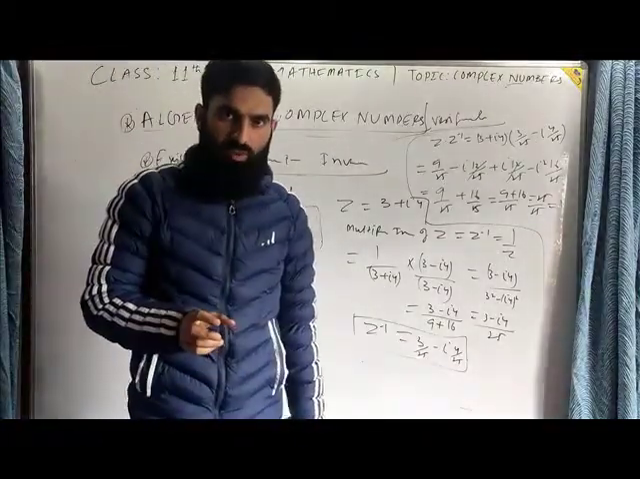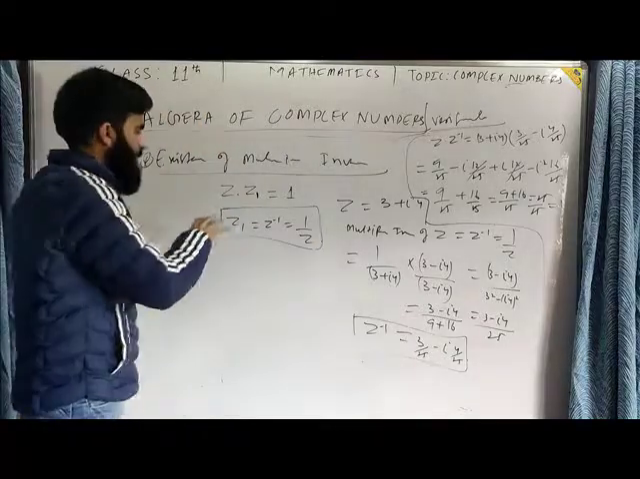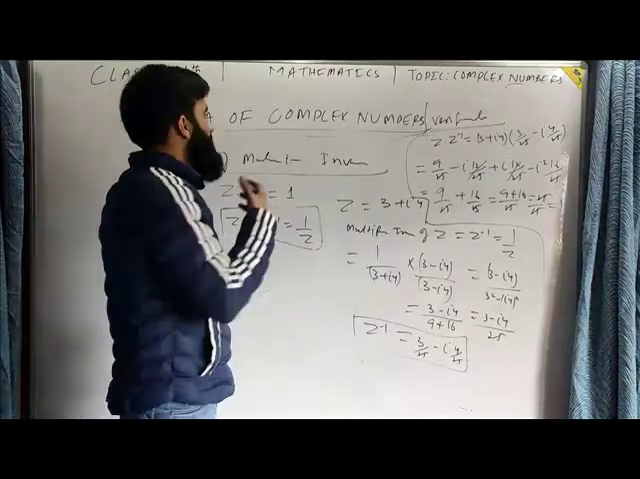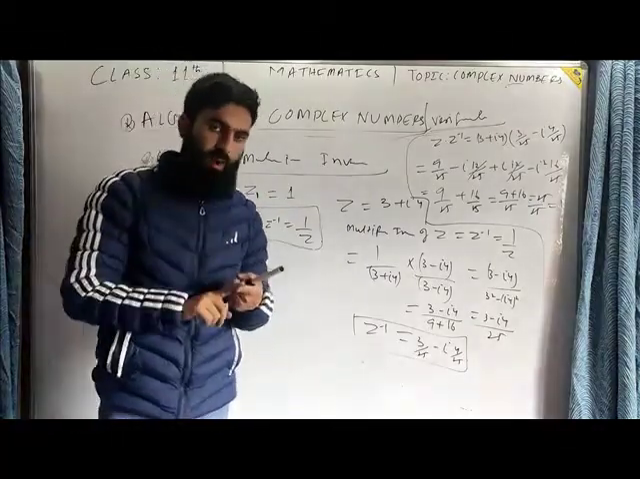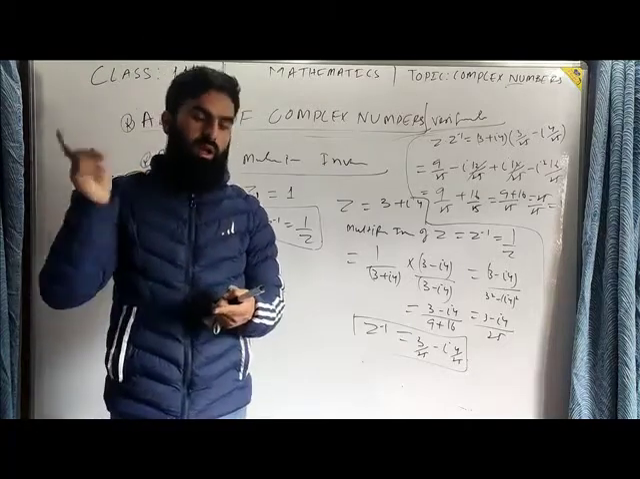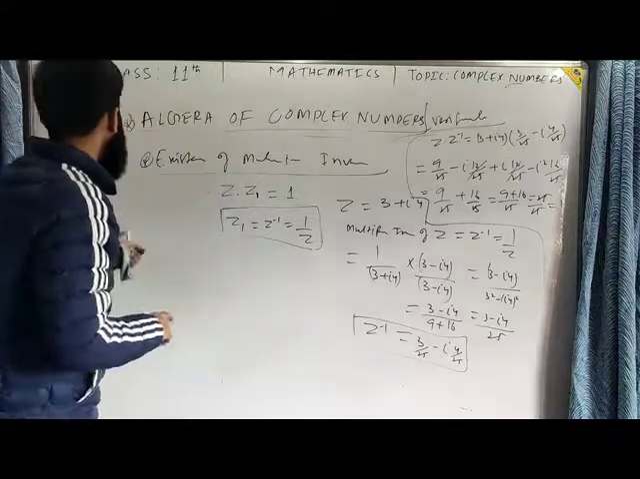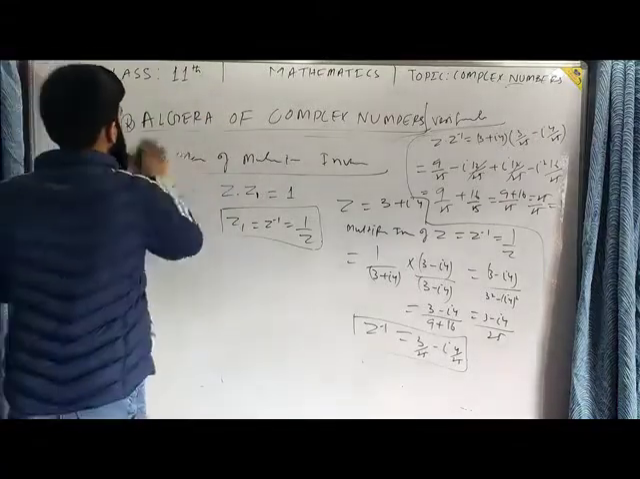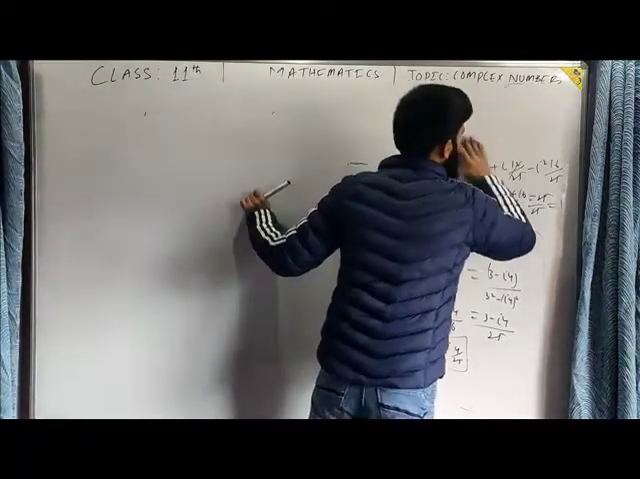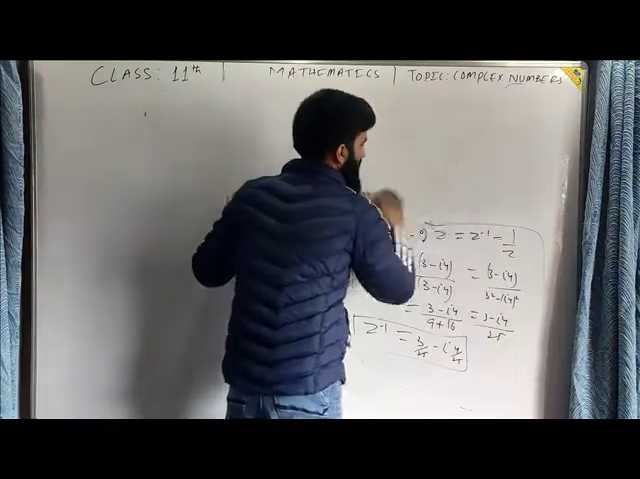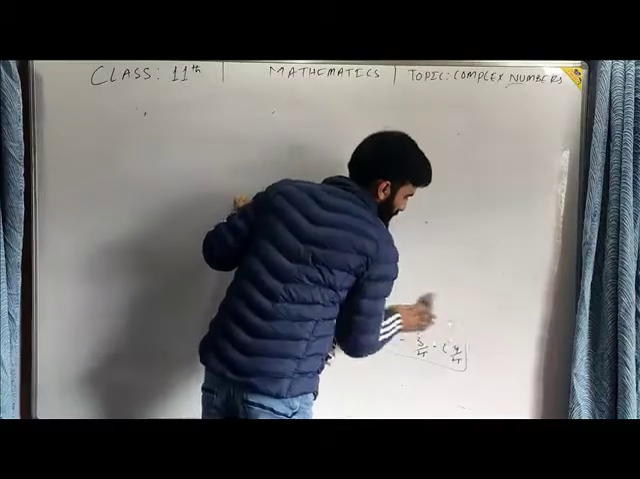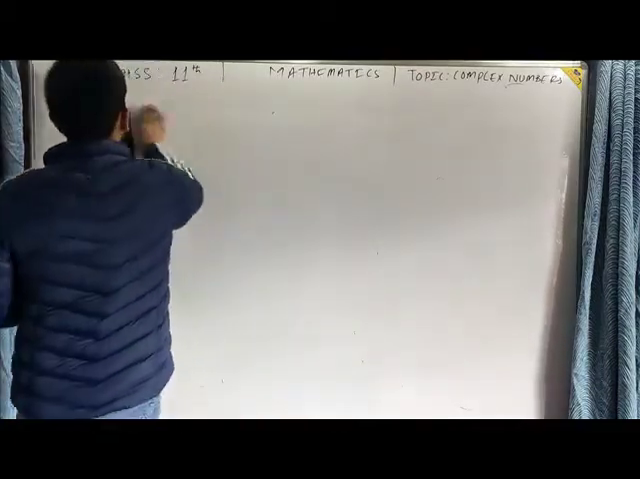We discussed the definition of complex numbers. Then we discussed powers of iota, then the square root of a negative quantity, then the algebra of complex numbers, addition of complex numbers and the properties of addition, subtraction of complex numbers, multiplication of complex numbers, and the properties of multiplication. Now we are going to discuss division of complex numbers.